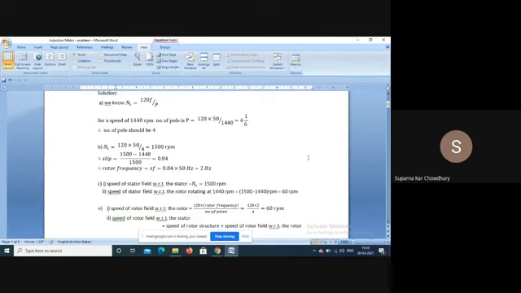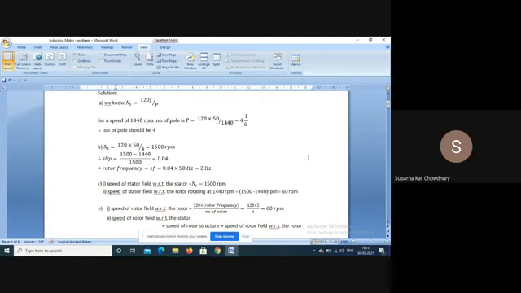Next is the speed of the rotor field with respect to the rotor. Now the rotor field is created by the rotor current. That rotor current is at rotor frequency, that is sf. So the speed of the rotor field with respect to the rotor will be 120 into rotor frequency by number of poles. So this will be 120 into 2 by 4, that is 60 RPM.